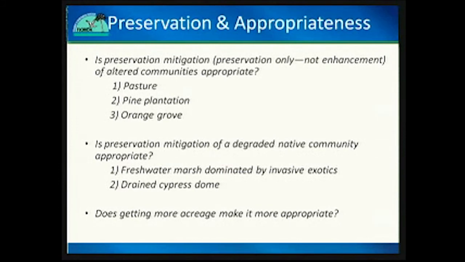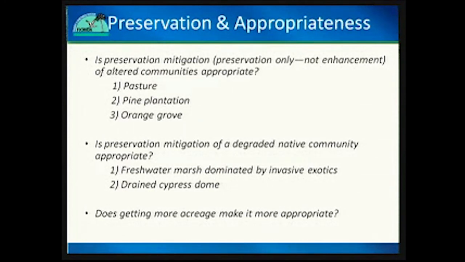On the same regards, is preservation mitigation of degraded native community appropriate? Same deal. They have to be important ecosystems because that's what it's supposed to be. Sometimes they refer to it as the importance test. Every time you look in the basis review and applicant's handbook, you see some sort of test, but that's kind of what we're shooting for and what we always have.